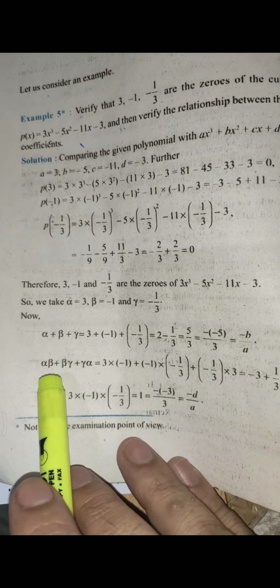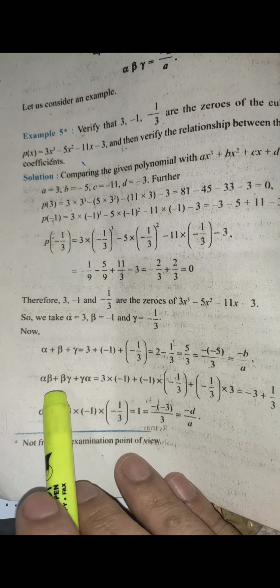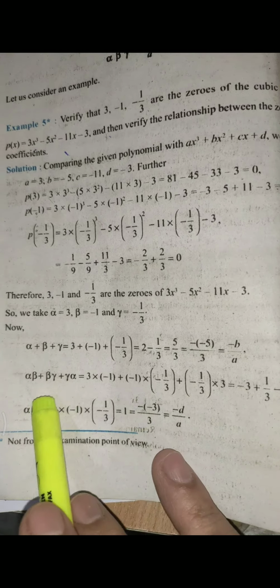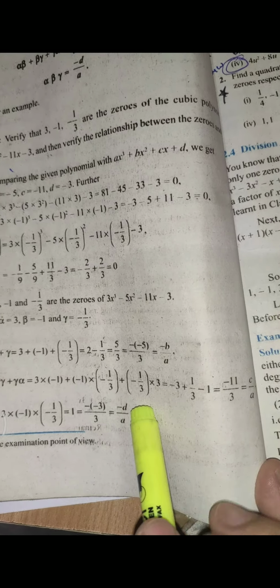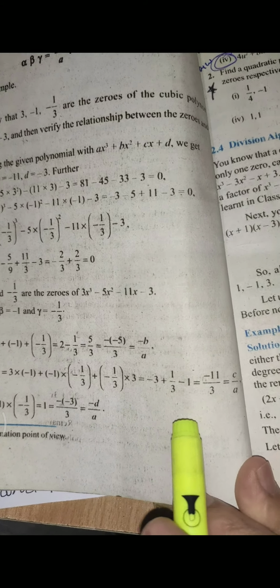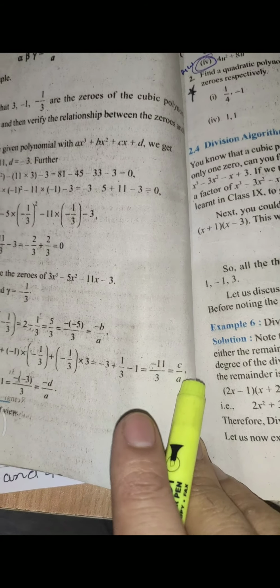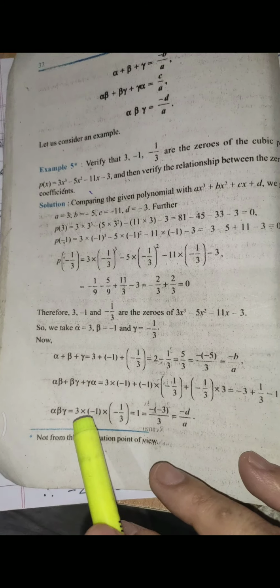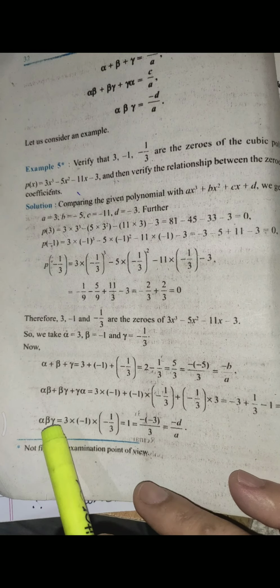In the same way, the sum of the product of zeros taken 2 at a time, alpha beta plus beta gamma plus gamma alpha. Substitute the values of alpha, beta, gamma in this expression. Simplify it. What result you are getting? Final result, minus 11 by 3. Check if it is equal to c by a or not. What is the value of c here? In the beginning we have written it: c is minus 11, a is 3. So both are equal, minus 11 by 3. Second relationship is verified.